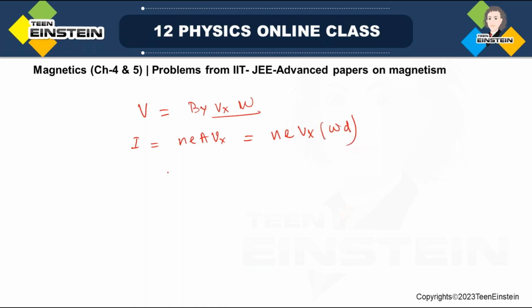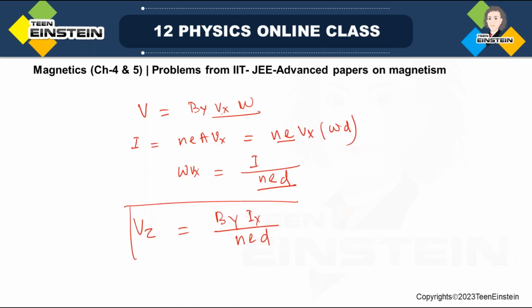Okay, so this is the current. We need this V_x and W multiplication, so we can find out I divided by N E D. So V_z will be V_y I, this is also along the x-axis, and N E D. So the potential is inversely proportional to D, and directly proportional to W. This point we have to take care.